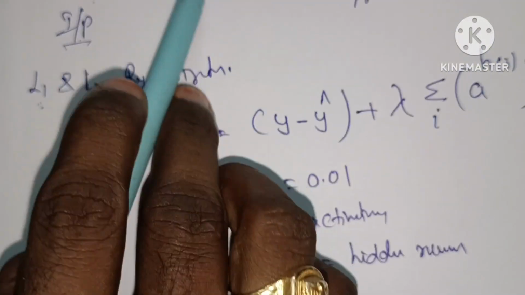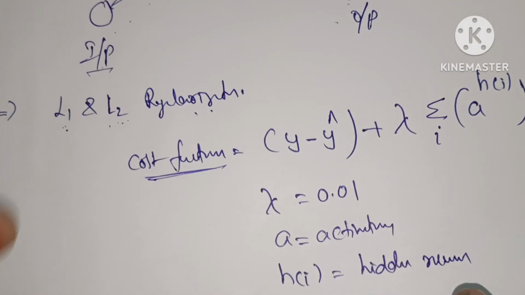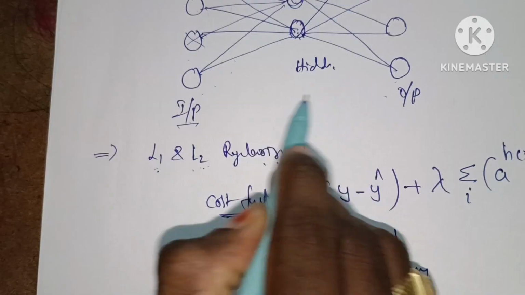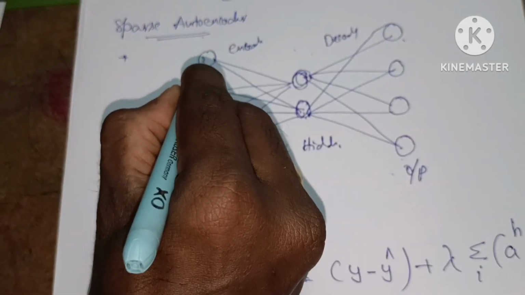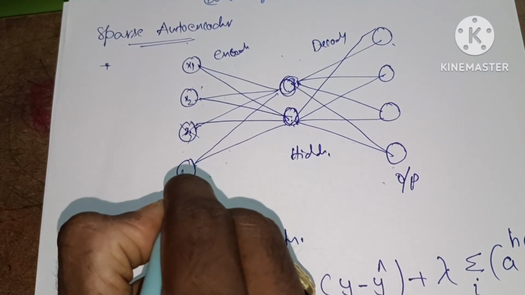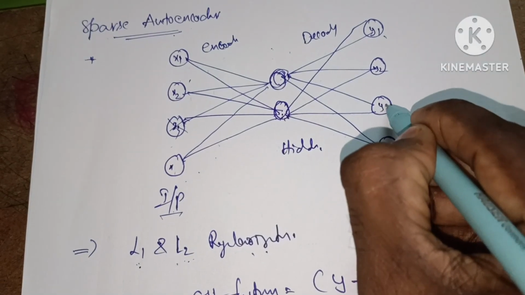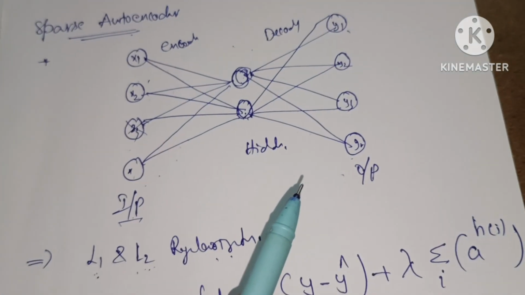If any hidden neuron will be changing, then we calculate the cost function. Is it clear? Then we can change that. That means this is a sparse autoencoder diagrammatic representation. Is it clear? So input is represented with the xi, x1, x2, 3, 4 like that. The output yi, y1, y2, y3, y4. This is complete about sparse autoencoders.